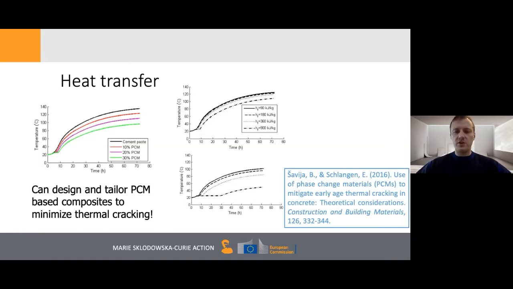Also, different types of phase change material, different types of waxes, have different capacity for storing the heat. And then again, if we increase the heat storage capacity of these materials, we're able to delay this even further. And also, if you increase the amount of phase change material, you're able to delay this further. So this type of tool can allow us to design and tailor PCM-based composites to minimize thermal cracking, because we can take this further to our structural model and see actually how this affects the cracking of our structure. And then we can go back to our material and change it and adjust it the way we need it.